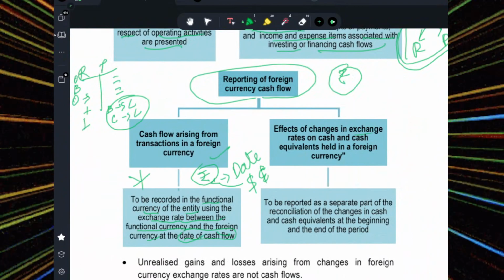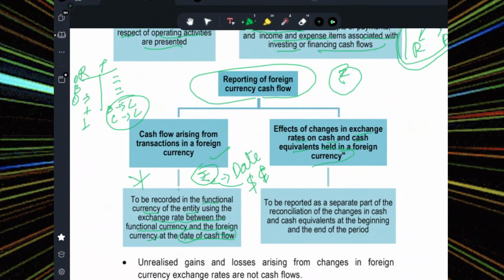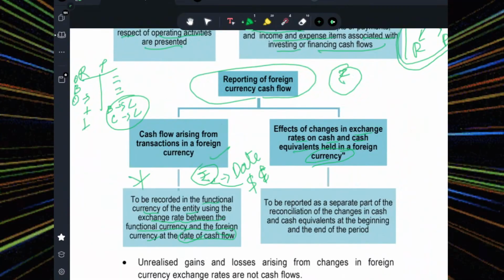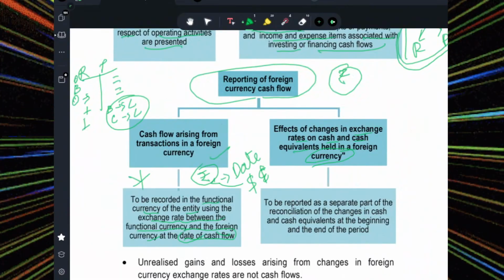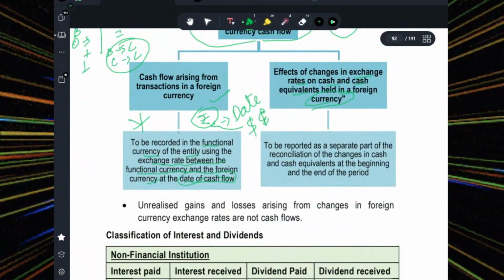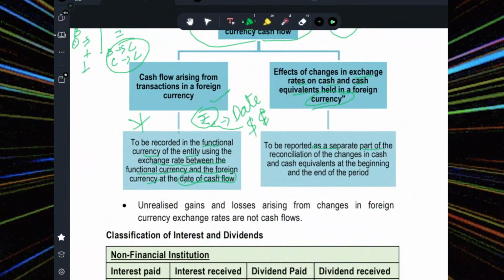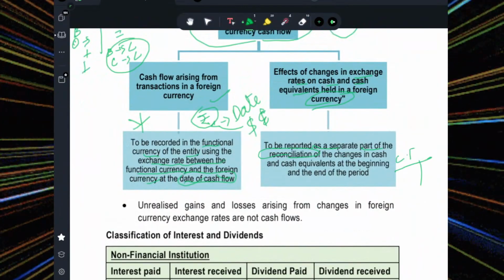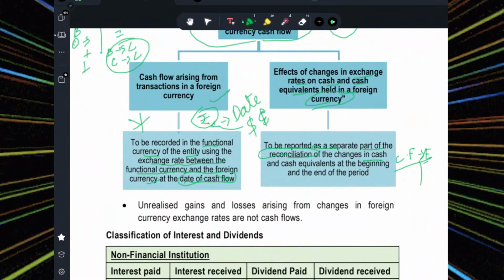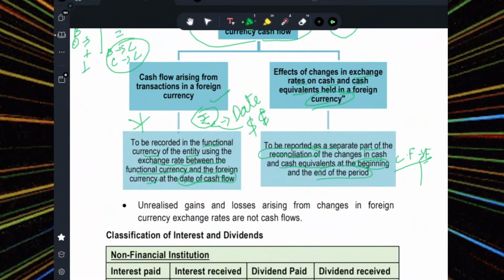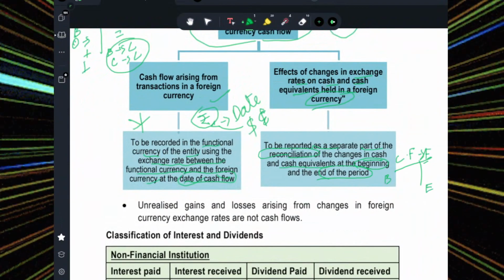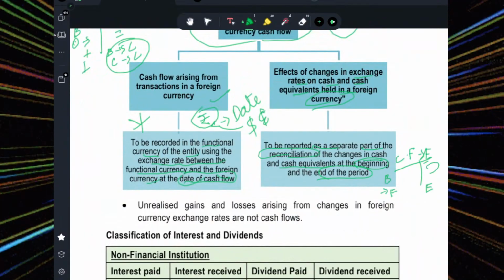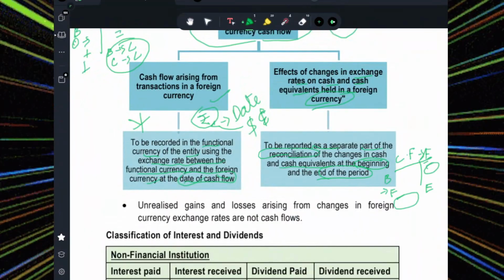The effect of changes in exchange rates on cash and cash equivalents held in foreign currency should be reported as a separate part of the reconciliation. So you put a cash flow reconciliation for foreign exchange. You show the changes in cash and cash equivalents at the beginning and end of the period. This is the beginning, this is the end, this is the foreign currency we have, and this foreign currency fluctuation is considered as a gain or a loss.